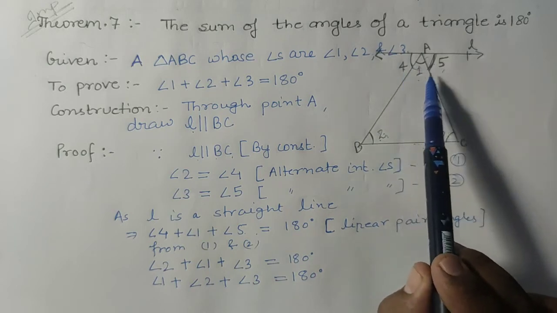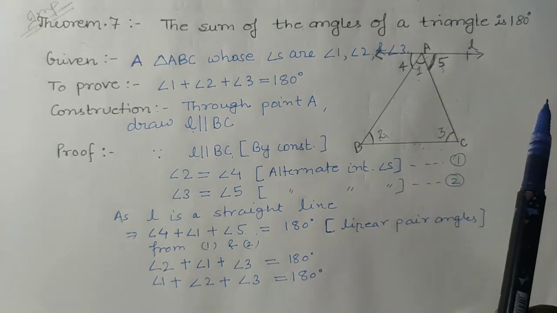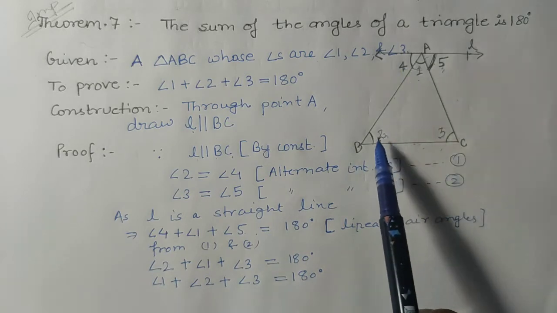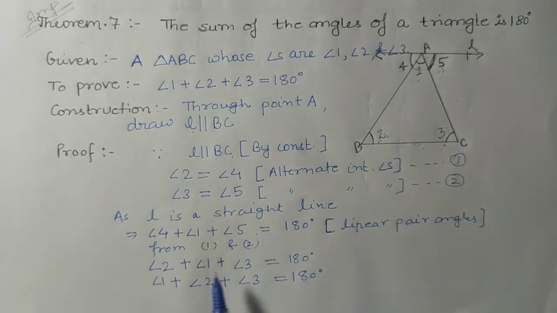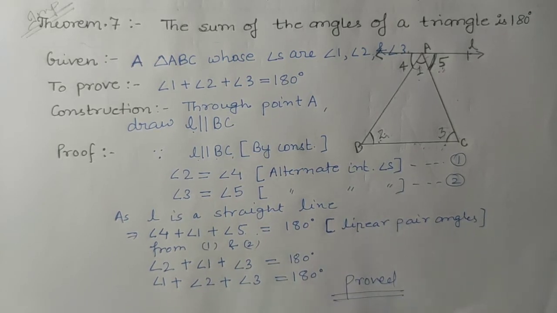So 4 plus 1 plus 5 should be 180 degrees. Now in the place of 4 we can put 2, in the place of 5 we can put 3. Like here, and after that we have arranged it. So angle 1 plus angle 2 plus angle 3 is equal to 180 degrees. In this manner we can prove the statement that the sum of angles of a triangle is 180 degrees.